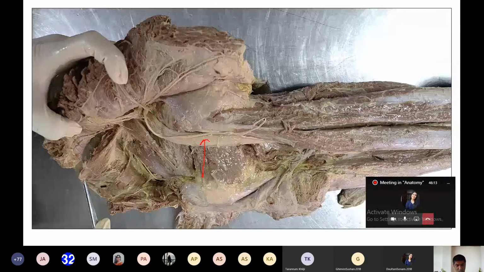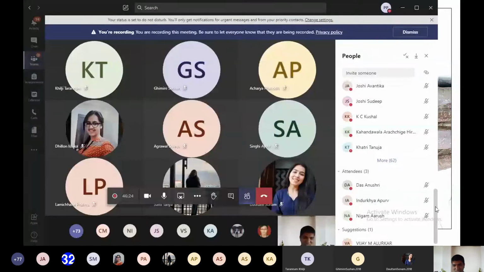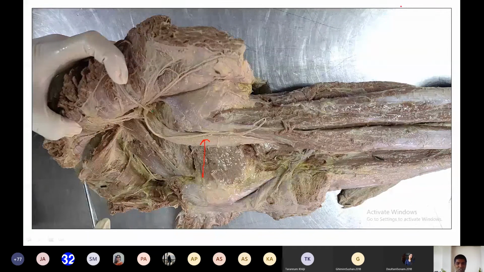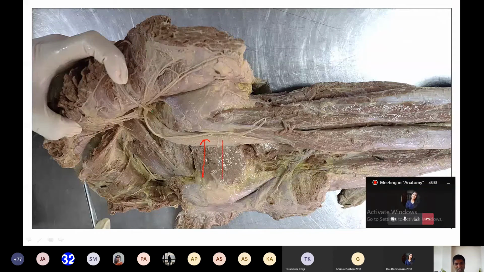So what is this arrowed structure? Again, everybody can come up and say: sciatic nerve. Very good, you are very fast. Who is this very fast speaking person I want to identify? Shreya Podar, very nice. Excellent, Shreya. So this one is the sciatic nerve.